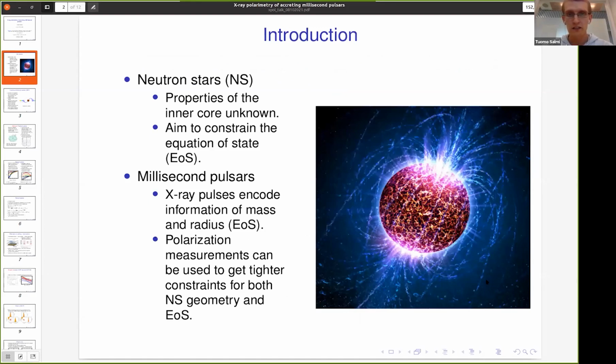The introduction to this was actually given already in the first talk, but just to quickly recap, one of the main goals in this study is to find more information about the unknown properties of the inner core of the neutron star and constrain the equation of state of such high-density and cold matter. Millisecond pulsars are one promising class of neutron stars that can be used to achieve this goal by observing X-ray pulses that encode information about the mass and radius and, of course, therefore the equation of state.